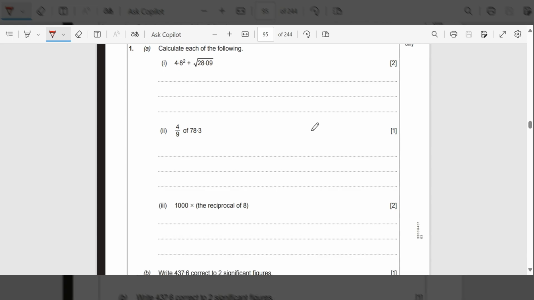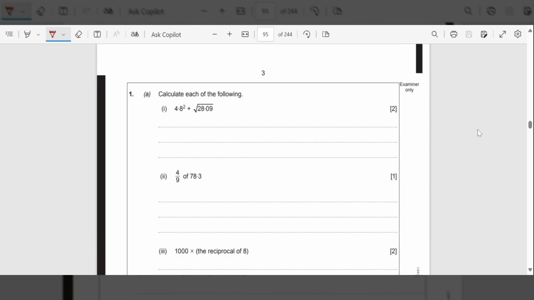Right, so we need to be able to put things into our calculator. The words they might use are calculate or evaluate, right? Estimate is gone, so there won't be any estimation. You're not estimating these, you're not changing these numbers. You are putting them into your calculator as they are. So you need to be able to just grab a calculator and put these in.